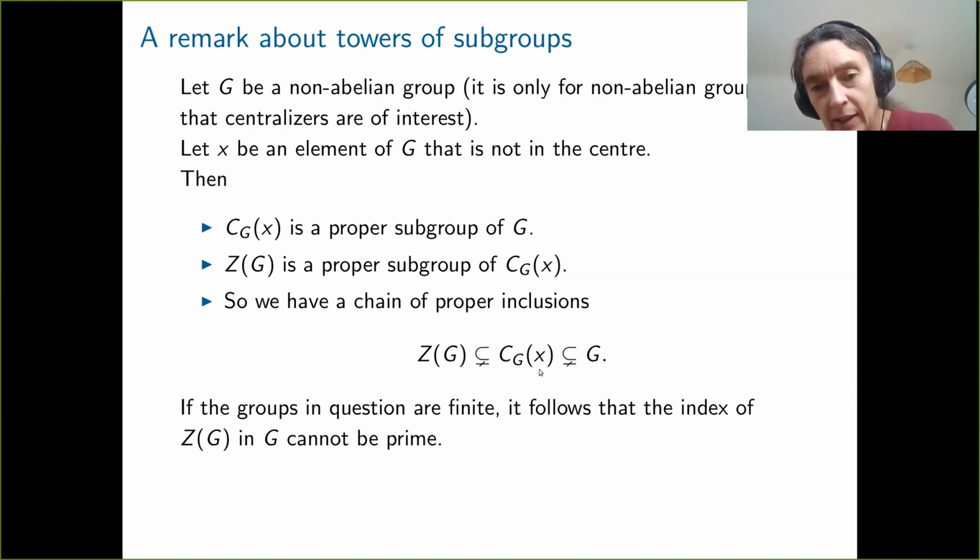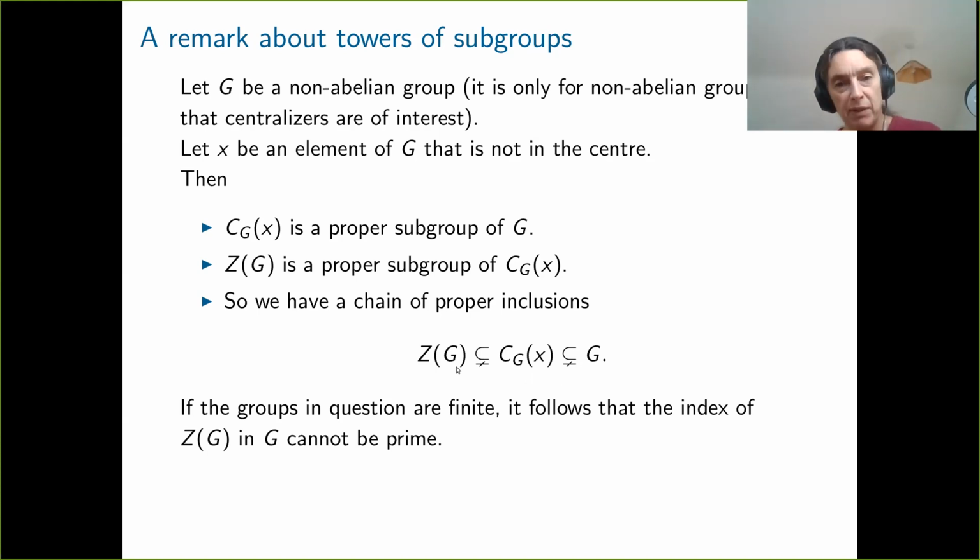Same thing, the index of the centralizer of X in G, remember that's the number of elements in G divided by the number of elements in the centralizer of X, again must be an integer, and it must be greater than 1. So if we take the number of elements in G divided by the number of elements in the center of G, that, according to Lagrange's theorem, is an integer. But it's also the product of two other integers, namely the number of elements in the centralizer of X divided by the number in the center, which is another integer by Lagrange's theorem, and the number in G divided by the number in the centralizer of X.